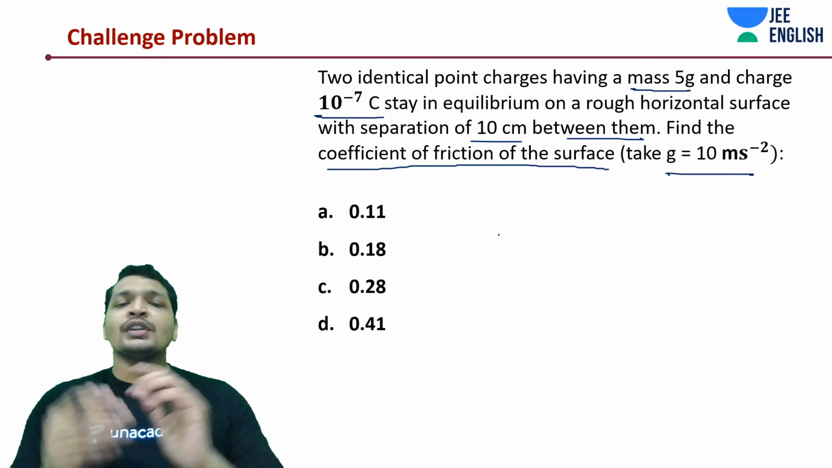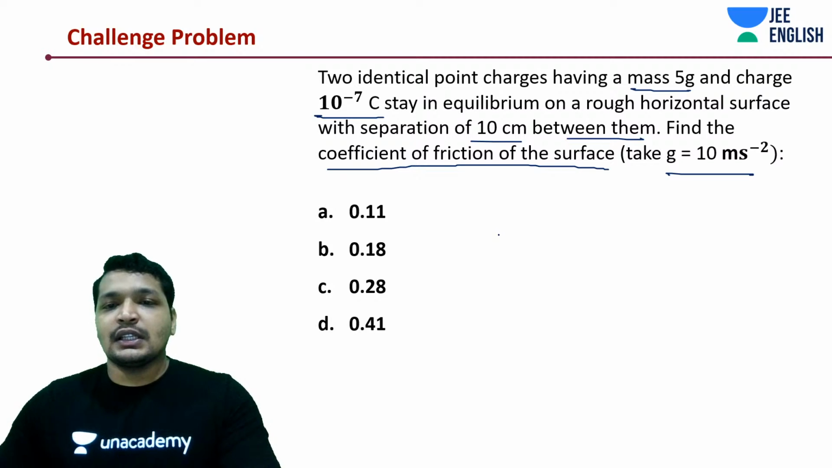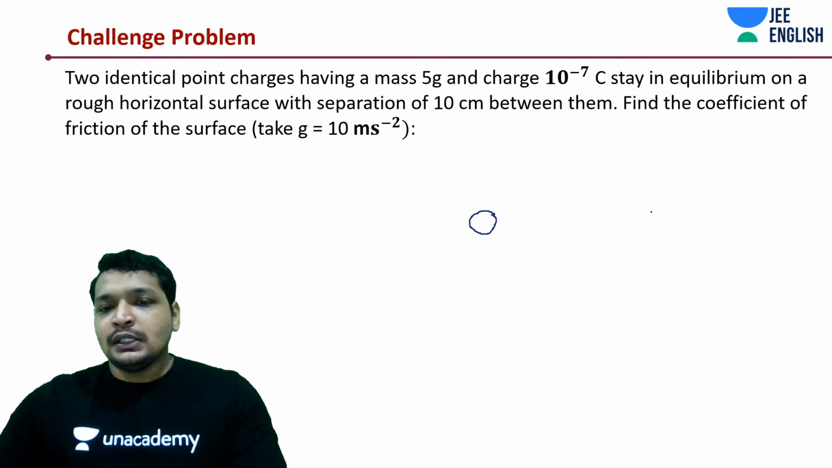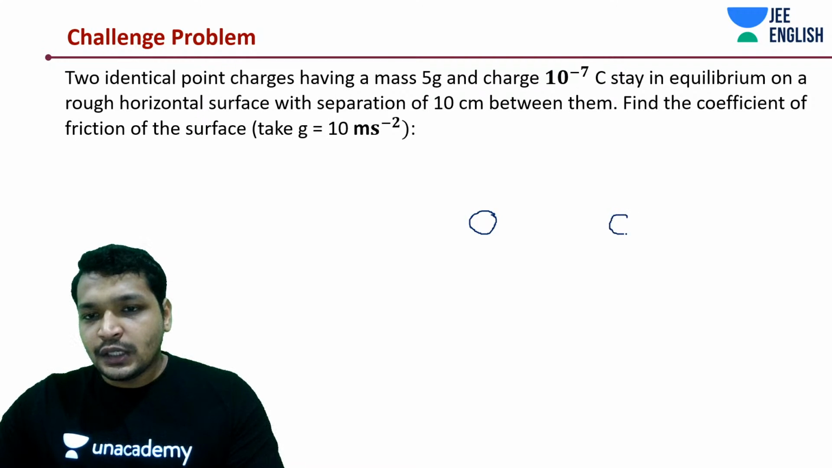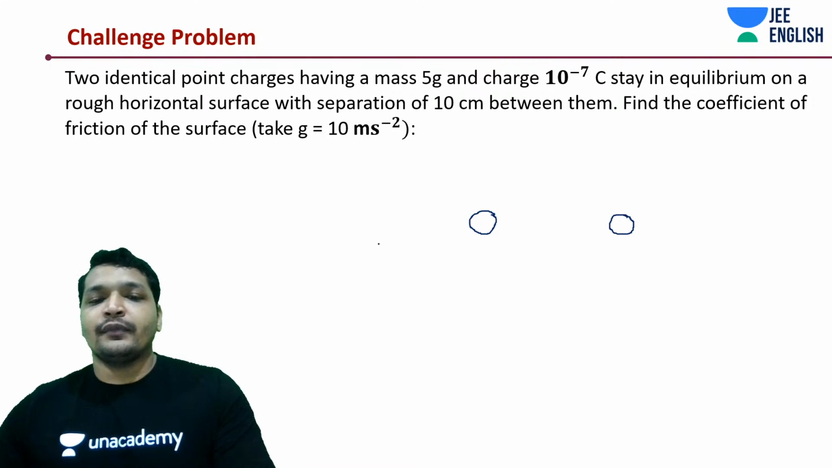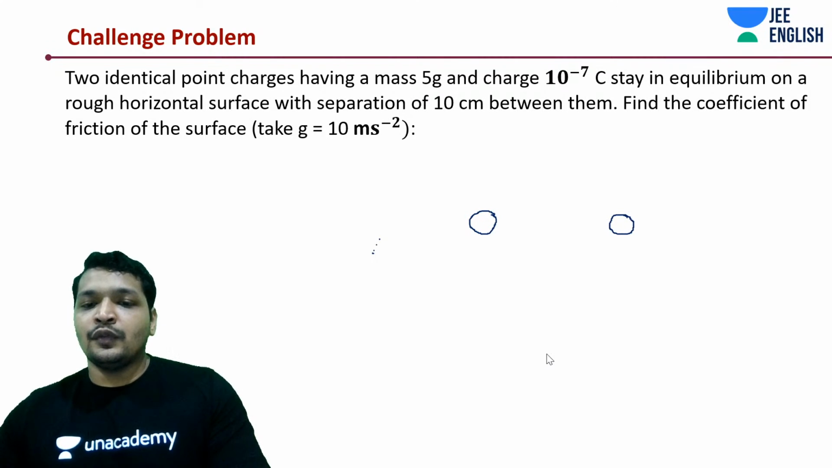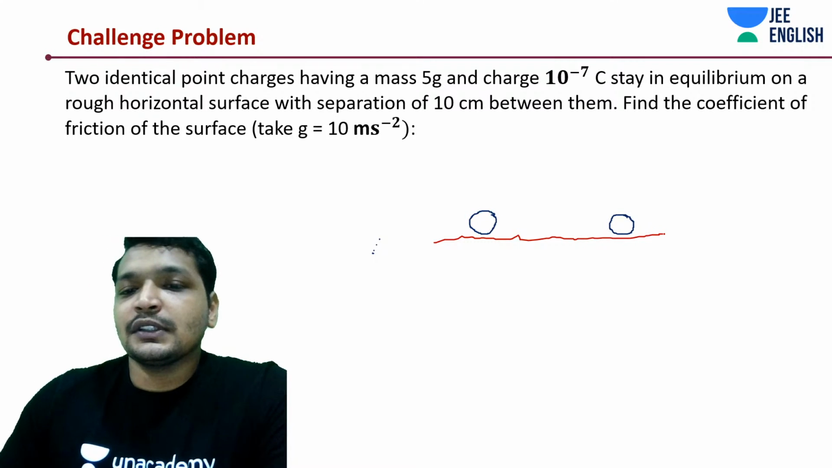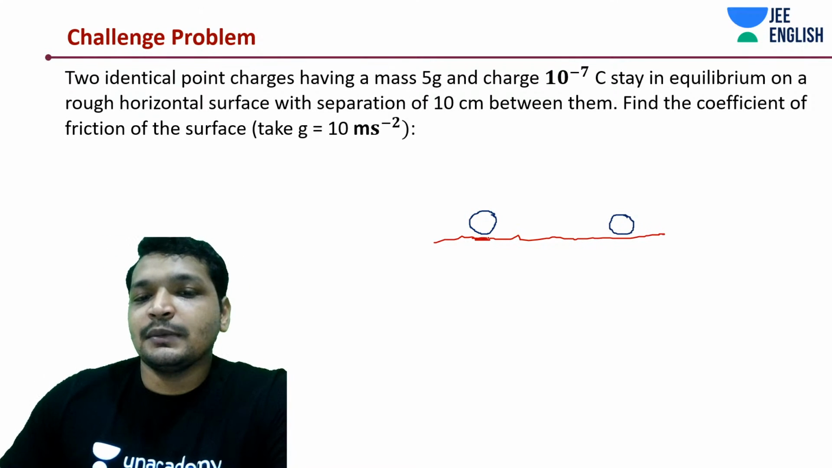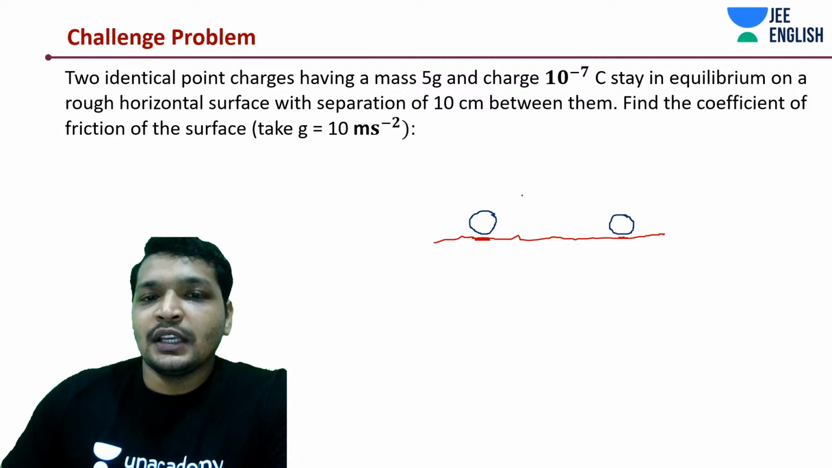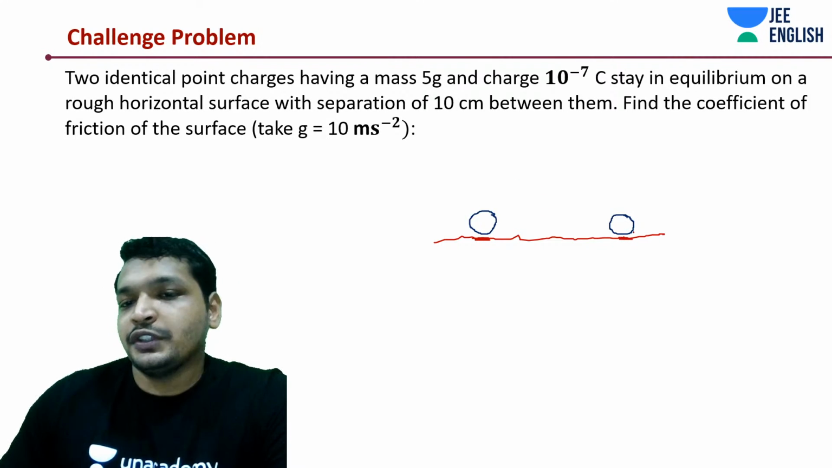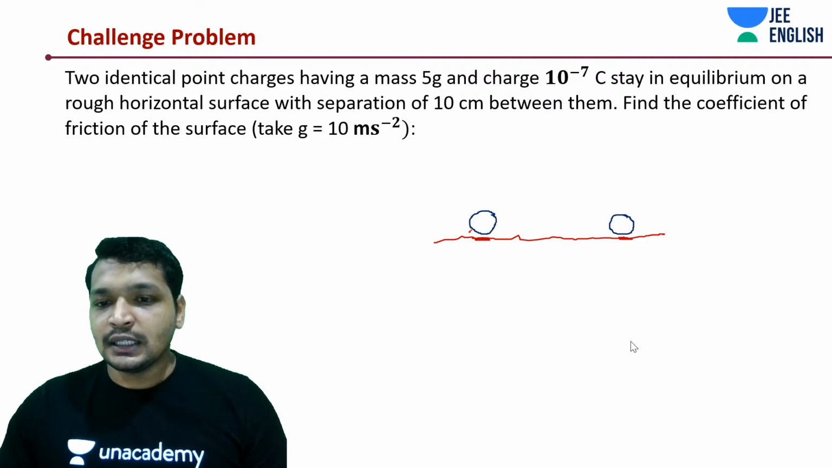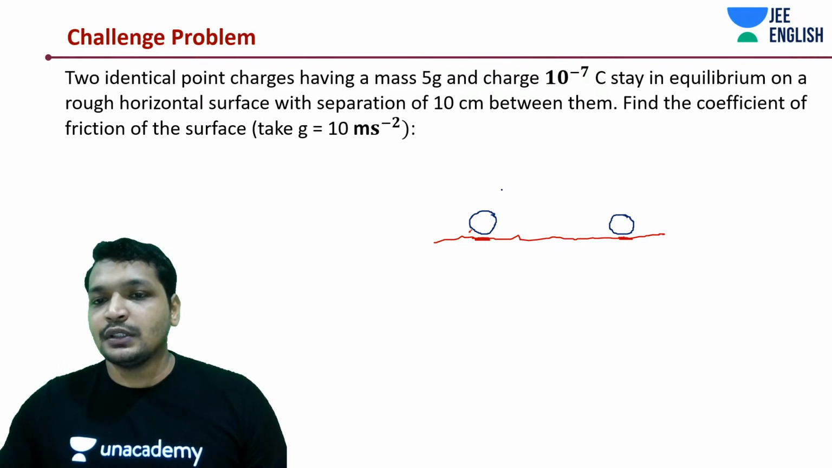So let's move into this. It's a simple problem. First of all, let's understand. There are two identical point charges, one over here and the other over here. Now you have a rough horizontal surface, which we may not draw everything like this, but anyway. The point to note over here is they have some friction, a coefficient of friction. They're like charges, identical point charges, so they are going to repel each other with some force.